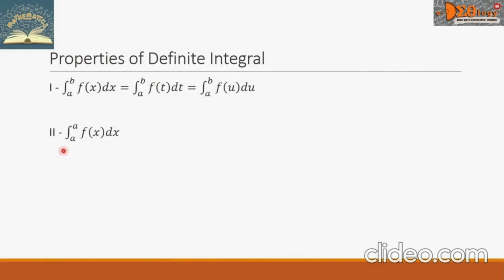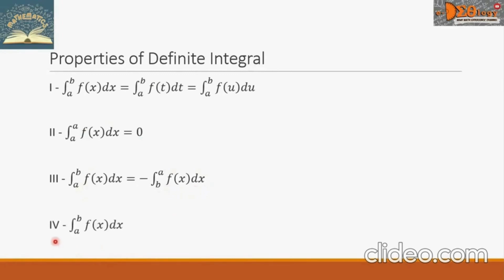Property number 2: the integral from a to a of f of x dx equals 0. We can see here that the limits of integration are the same. Property number 3: the integral from a to b of f of x dx is equal to the negative of the integral from b to a of f of x dx.